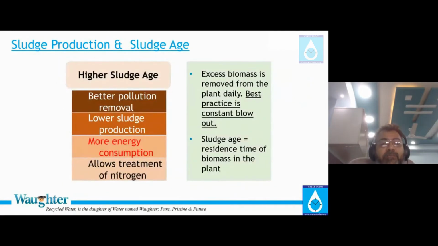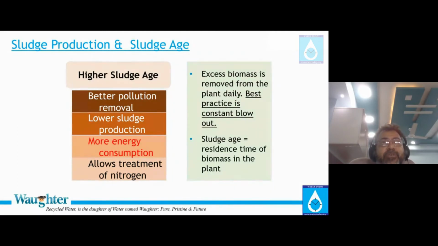The sludge age is important because higher sludge age means better pollution removal. Higher sludge age means lower sludge production. Why? You hold the sludge, so what will happen? Endogenous respiration. The sludge, which was C5H7NO2, has been converted into CO2. Perfect. So lower sludge production.